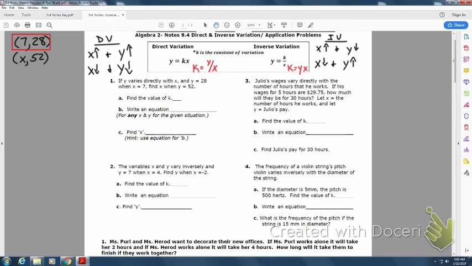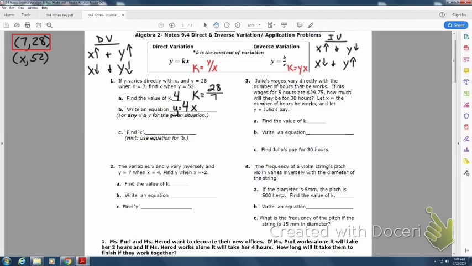So, if this is direct variation, to find k, am I going to do y divided by x or y times x? Y divided by x. So I'll do 28 over 7, which tells me that the k value is 4. Whenever you're asked to write the equation, you're always going to have y, you will always write x, and then you'll put whatever the value of k is. Alright, that equation is representing this situation.